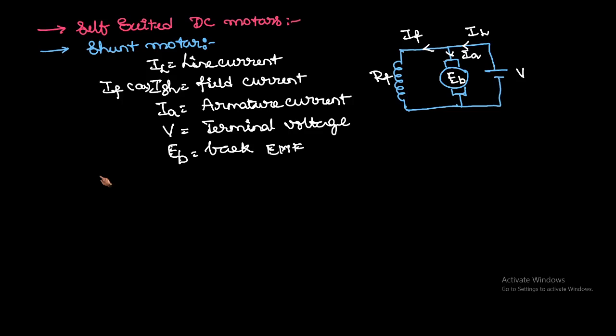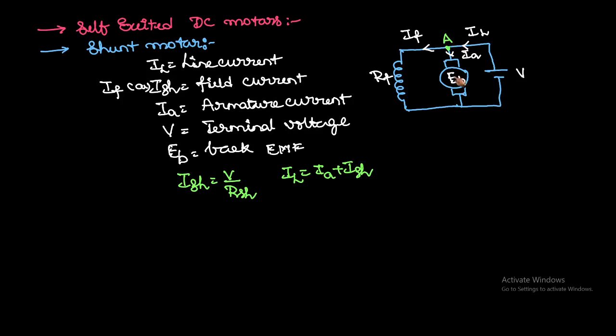Now let us write the equations of the shunt motor. First, ISH is equal to V by RSH, which is common in the case of the DC generator and DC motor. Now for the line current, IL is divided as IA plus ISH. So once again you apply KCL at this node A.